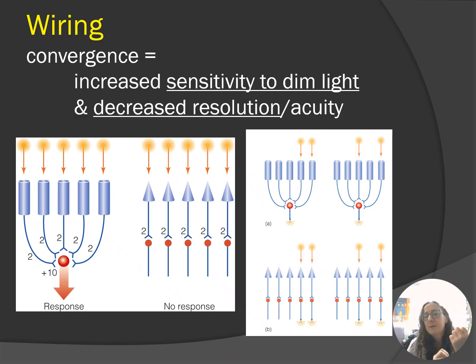I'm letting you think about that. I fire faster, right? That's how a neuron communicates signal strength. I'm in a brighter light. I'm getting more activation. I'm just going to fire faster.